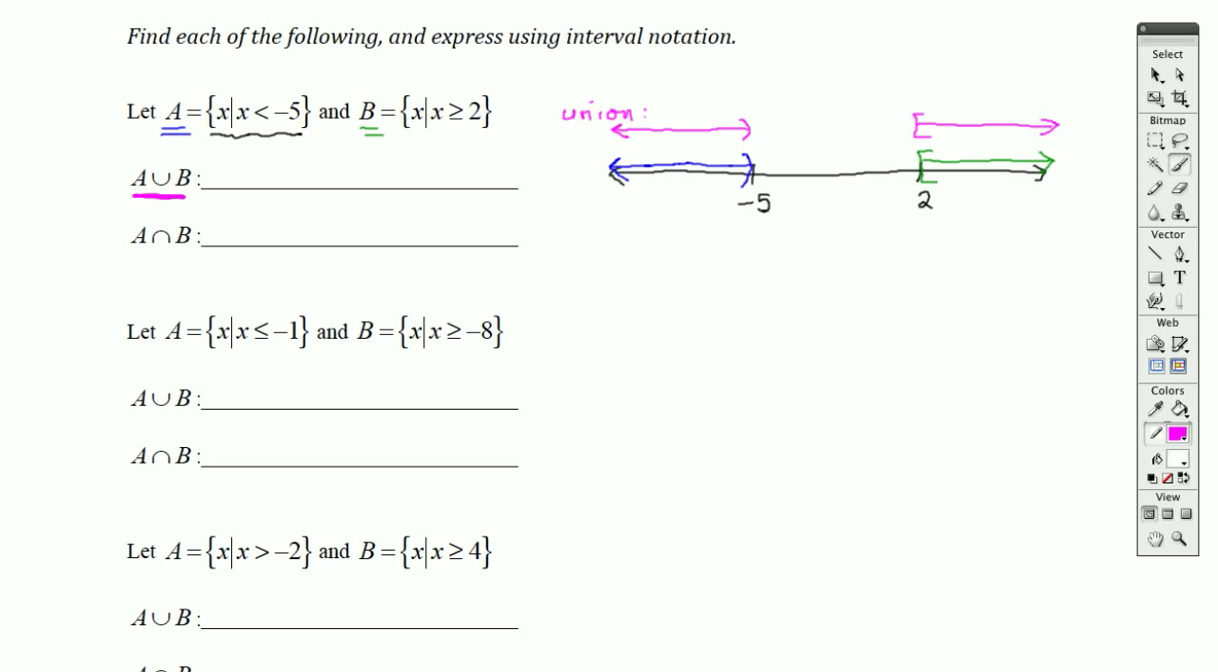The only way we can write this, because these two intervals don't overlap at all, this is what we call a disjoint union. The only way we can write this is as a disjoint union of two intervals. So the first one is from -infinity up to -5. We put a union symbol, and the second one is from 2 to infinity.